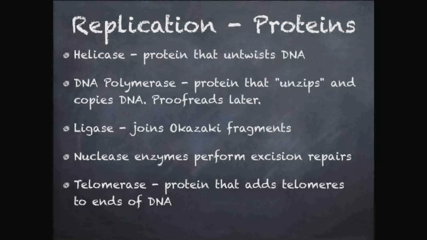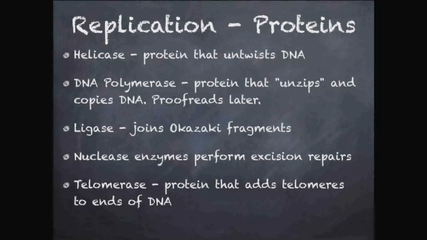And then finally, we have telomerase. And telomerase is not that well understood, but what it does is it adds telomeres to the end of DNA. And telomeres are these segments at the end of chromosomes, long pieces of DNA, that protect. They're kind of like end caps, or if you can think about a shoelace, that little wax around the end, that's basically what a telomere is.